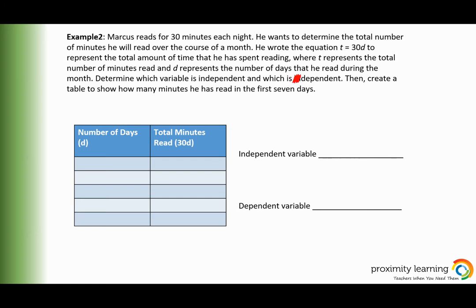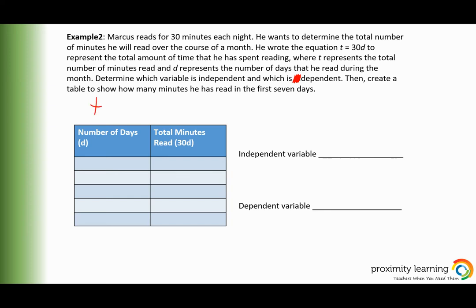My apologies for that typo. Then create a table to show how many minutes he has read in the first 7 days. So what we have to do is determine which one's the independent, which one's the dependent, and then go ahead and fill out this little chart that's been made for us. One thing that we know immediately is using the equation Marcus came up with.